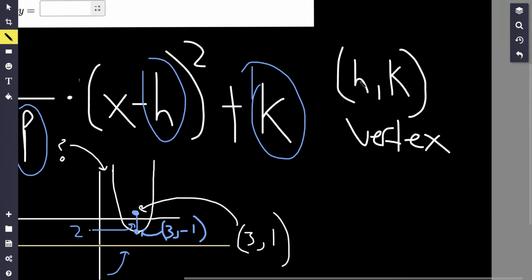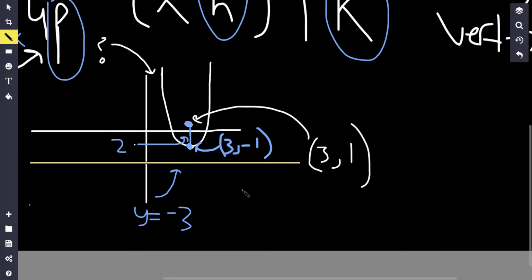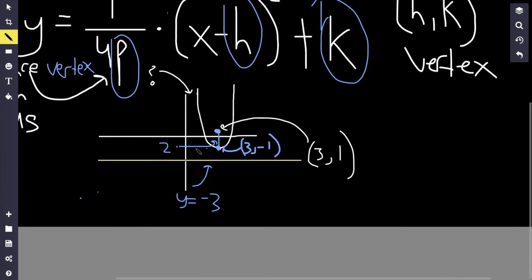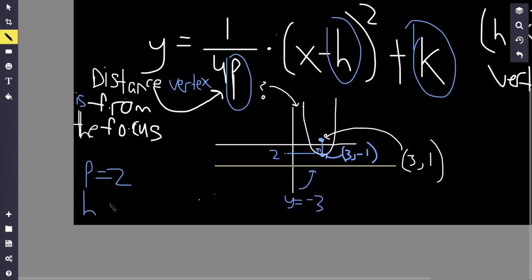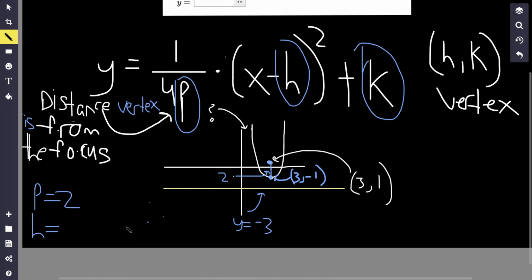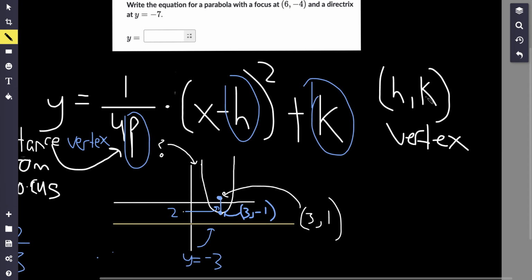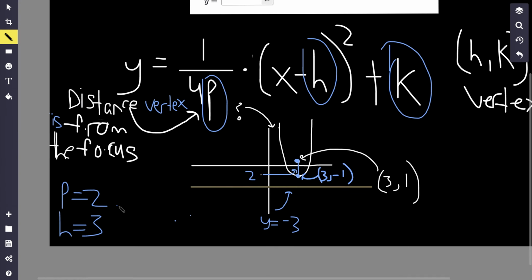And what are the coordinates of my vertex? Well, the coordinate of my vertex is 3, -1, which means that h is equal to 3. And the y value of my vertex, k, is equal to -1.